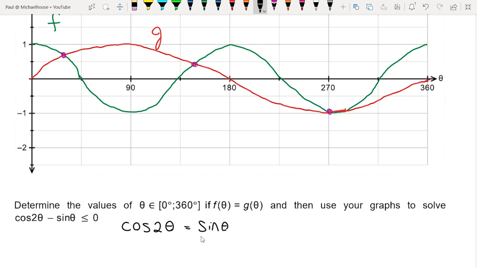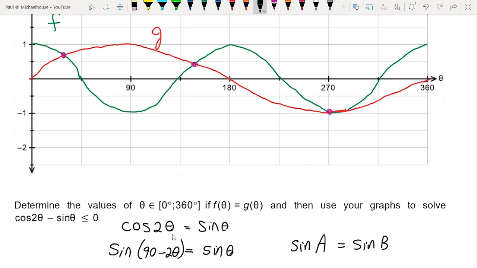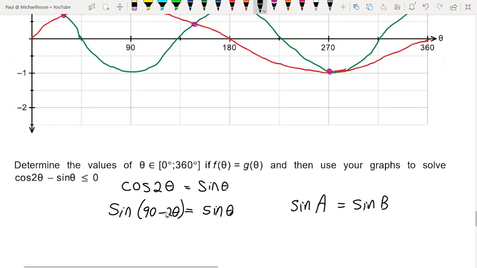What we've got here is cos and sine in the same equation, but not acting on the same angle. If they were acting on the same angle, we could divide both sides by cos, and change to tan, and we'd have a vanilla flavored trig equation. What I'm going to do is use my co-ratio, and go sine of 90 minus 2 theta is the same as sine theta. Now I've got sine of A equal to sine of B, and the most obvious solution is that those two angles are equal.